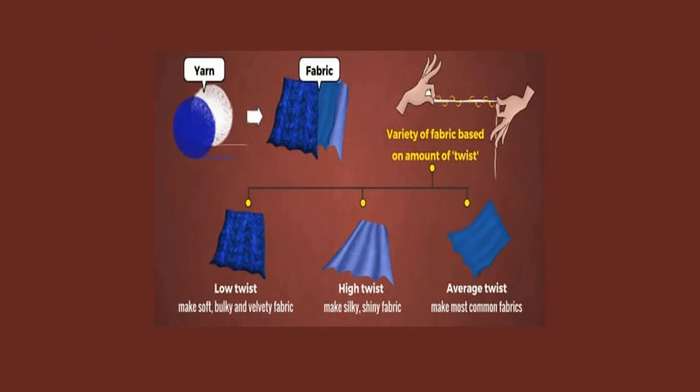Fabric is made from yarn. We get a variety of fabrics based on the amount of twist in the yarn. For example, low twist makes soft, bulky and velvety fabrics, while very high twist makes silky and shiny fabric. General average twist is used to make a common fabric.